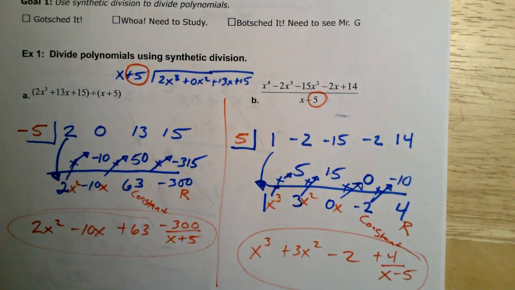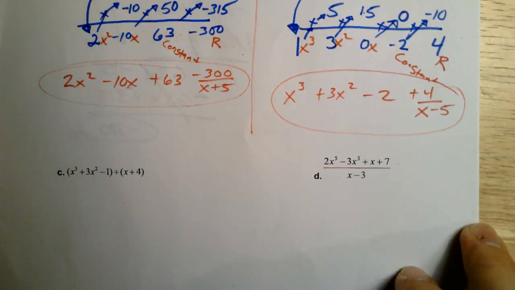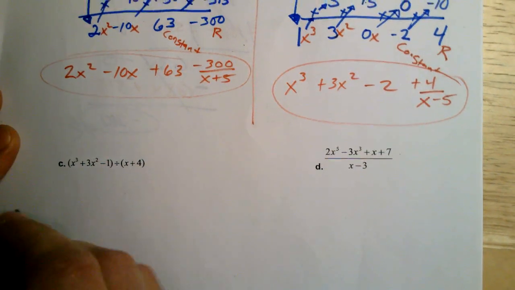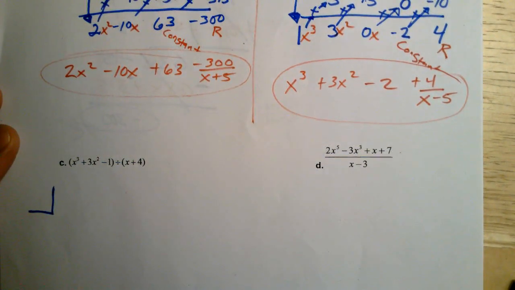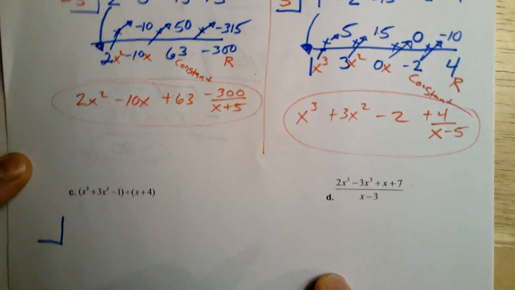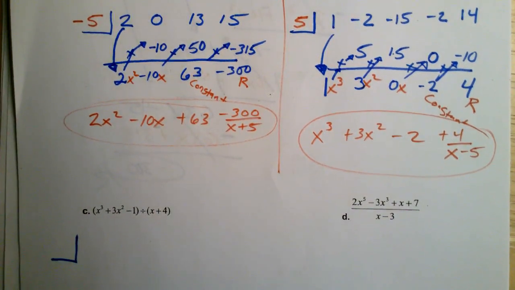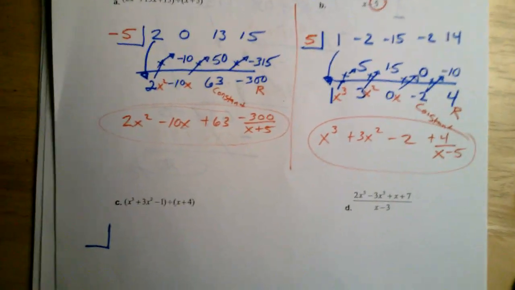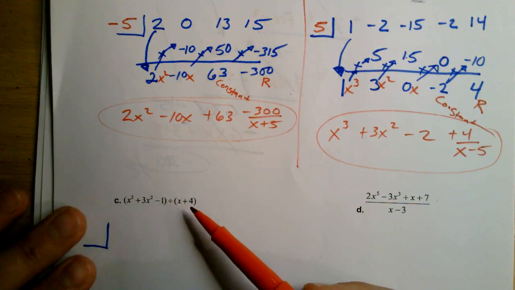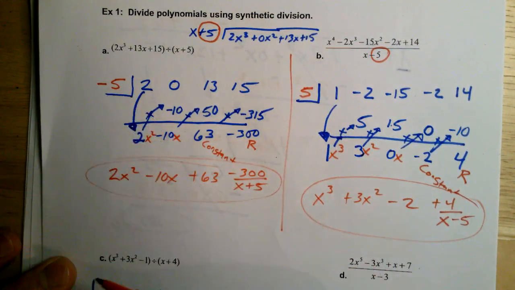All right, again, you want to see this a couple times. Let's see at least one more time. All right, what goes in my little box out in front? What goes in here? See if I can zoom out a little bit. We have x cubed plus 3x squared minus 1. We're dividing by x plus 4. How do I find this guy right here? What goes in here?